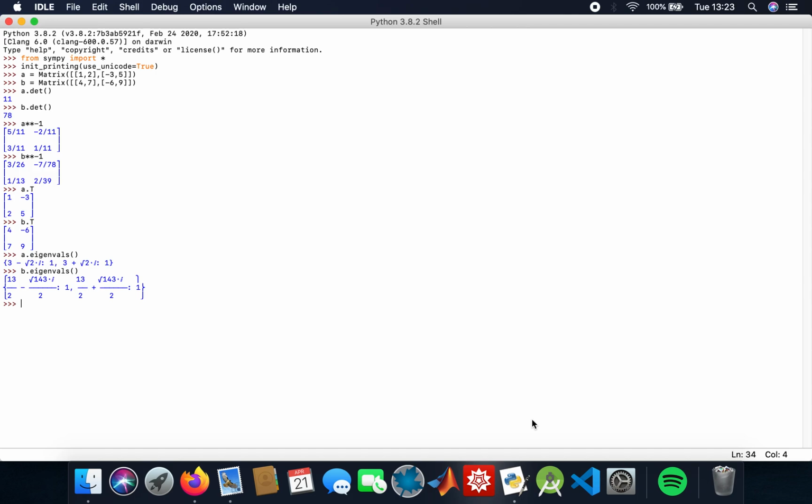And I need to also show you that matrix multiplication is not commutative. So I'll multiply A times B, and then multiply B times A. You can clearly see the different matrices that come up, right?